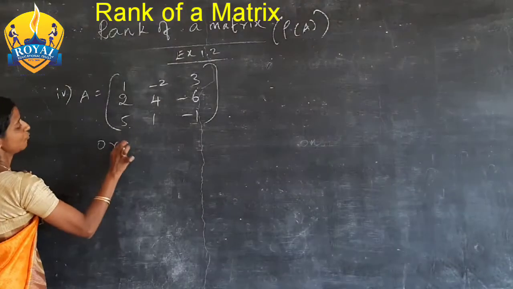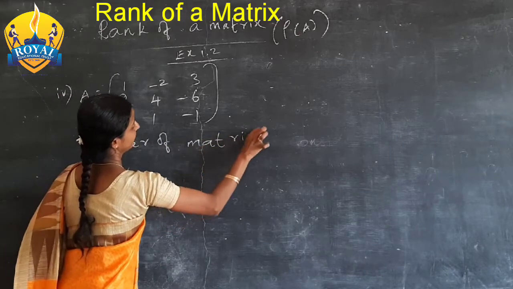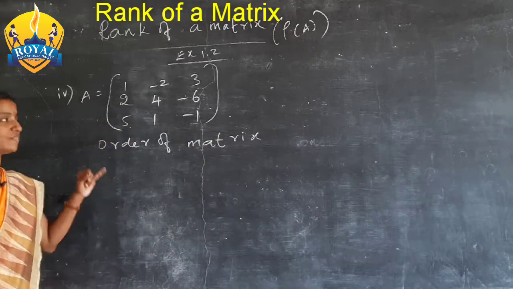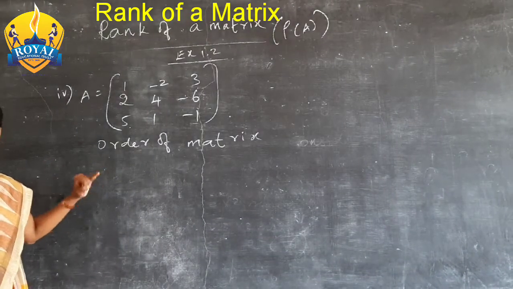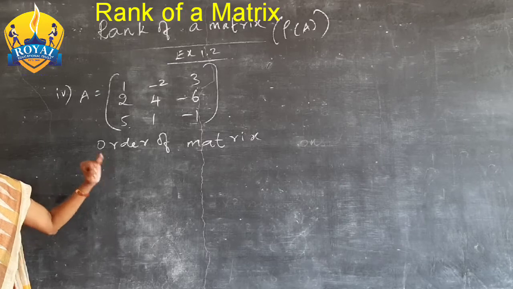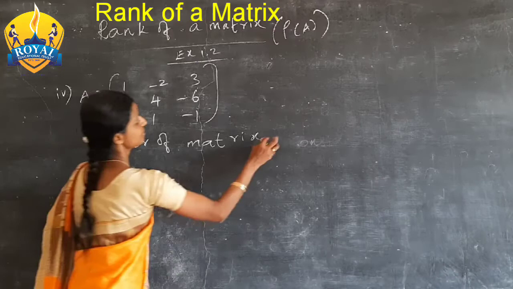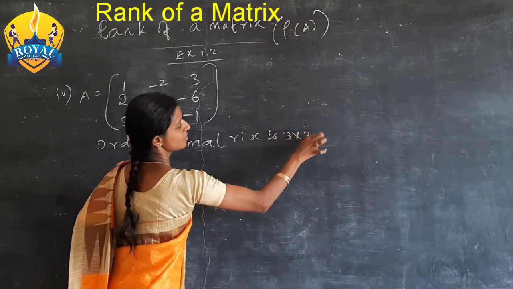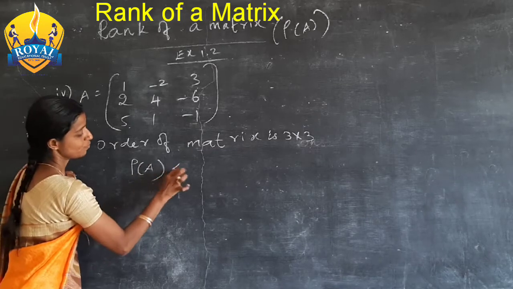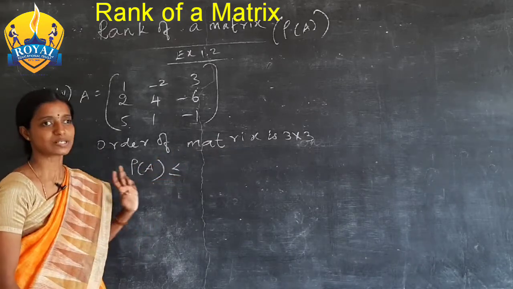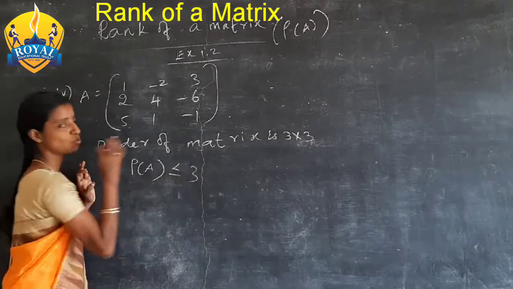Now, for each and every problem we are supposed to find out the order, and give the condition for the rank. How should the rank be for the given matrix? My first step is the order of the matrix, which is here 3 cross 3. My second condition is for the rank: since it is 3 cross 3, the rank of the matrix should definitely be less than or equal to 3.